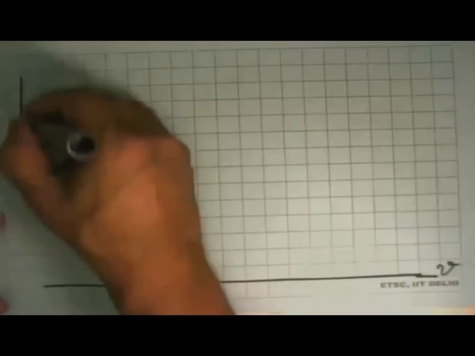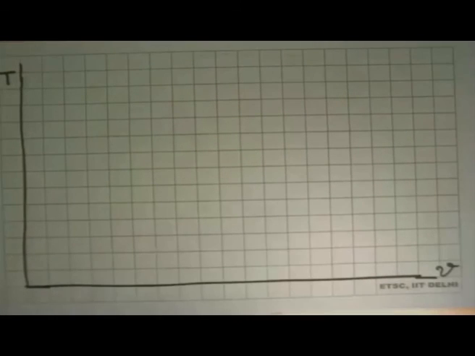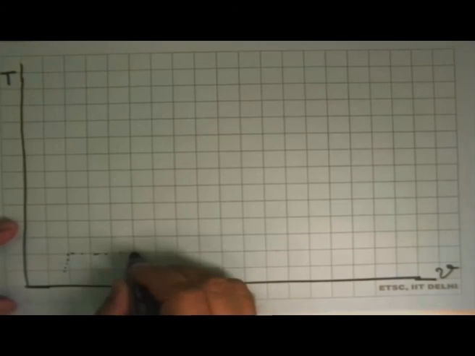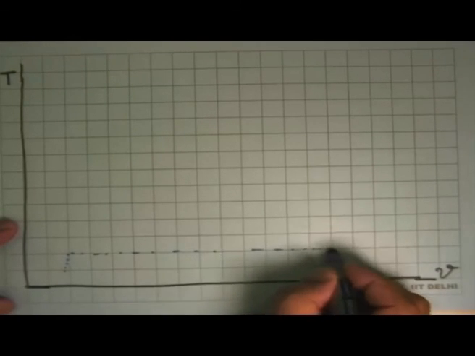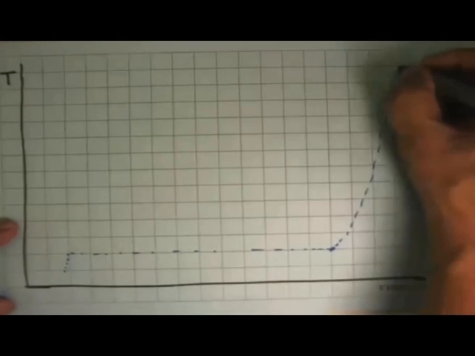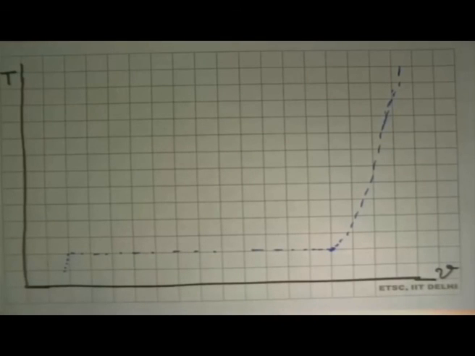This side is V, and this side is T. And the first chart that we got was at 1 bar. So I'll just reproduce that over here. This was 1 bar.